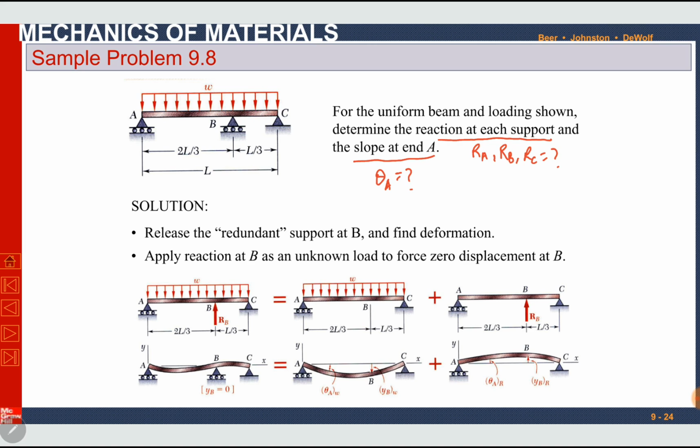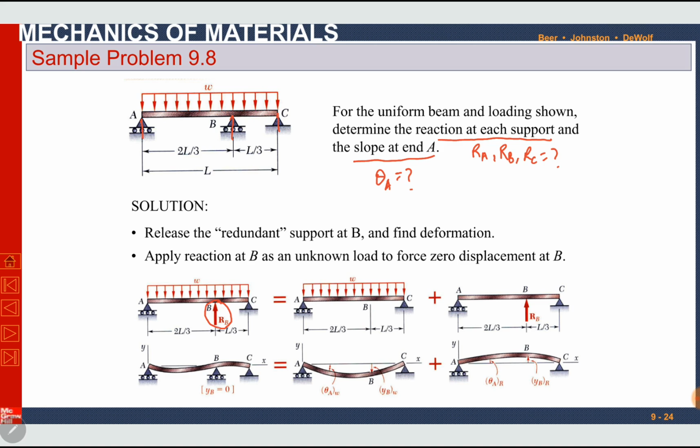Okay, this is a statically indeterminate beam. So we have to apply method of superposition with this beam. Here are 3 reactions at point A, at point B and at point C. Let us consider one of these reactions as a redundant reaction and remove the reaction in first step. So let me consider RB as a redundant reaction, and I am supposing it as an unknown load.